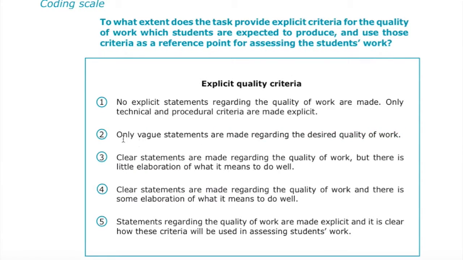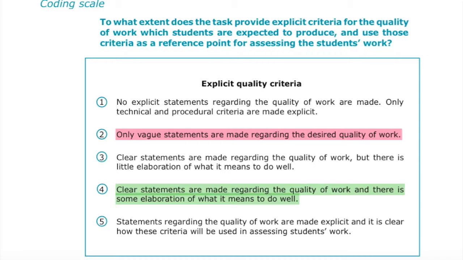Indeed, this technique from John Hattie helps take this assessment task from having vague statements about the desired quality of work, or a 2 on the explicit quality criteria indicator in the quality teaching framework, towards a 4, in which clear statements and some elaborations are made regarding the quality.